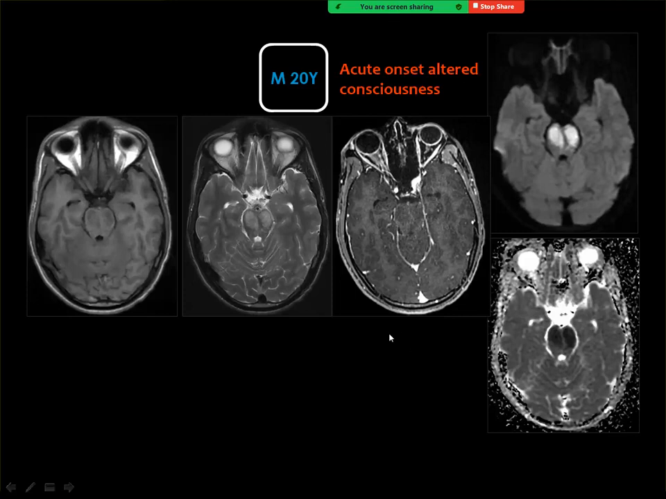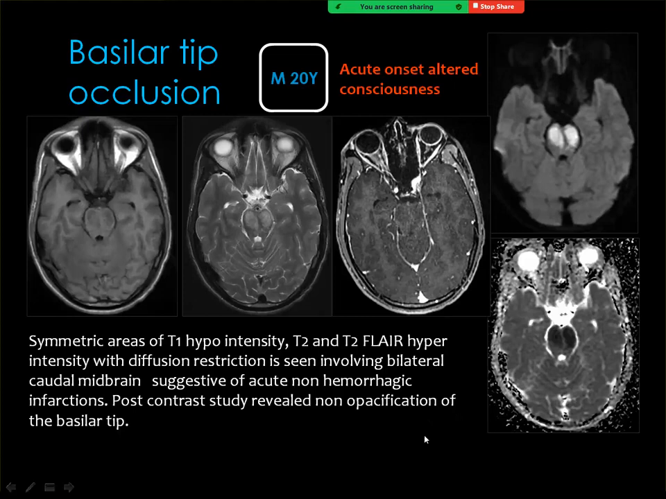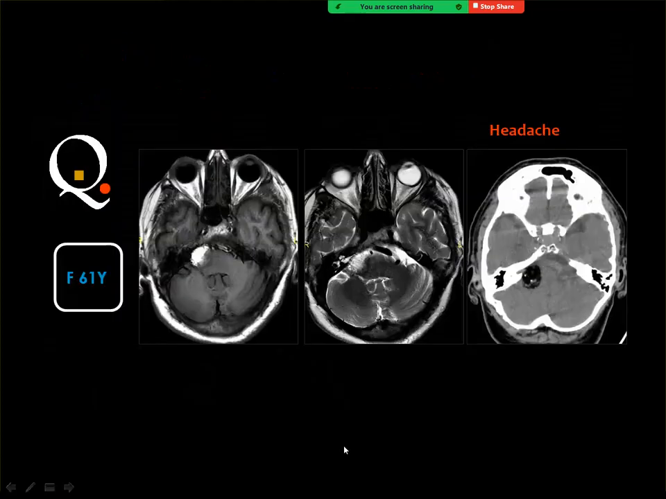And I said previously that occlusion of the basilar artery is incompatible with life, but this is not right, since occlusion of the basilar artery can result in bilateral brainstem infarctions, and it can sometimes be managed by interventional radiology. This is a female patient, 61 years old, presented with headache. This is CT, T1, and T2 weighted images.